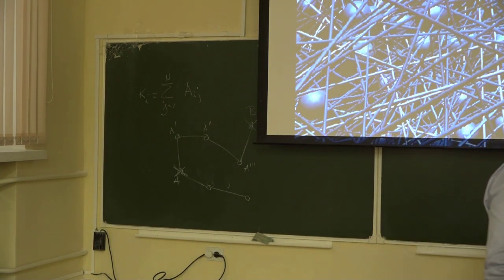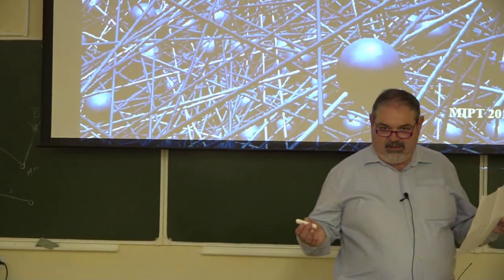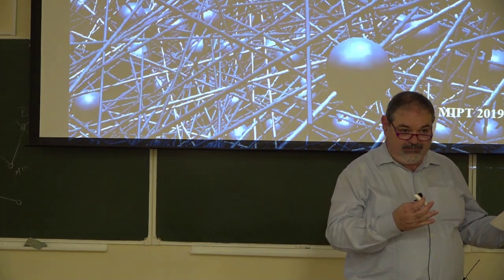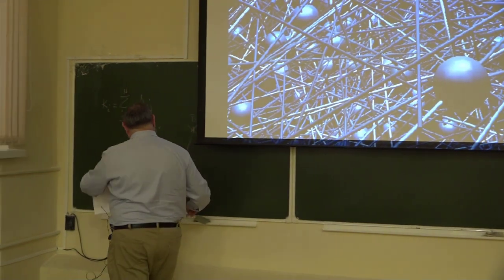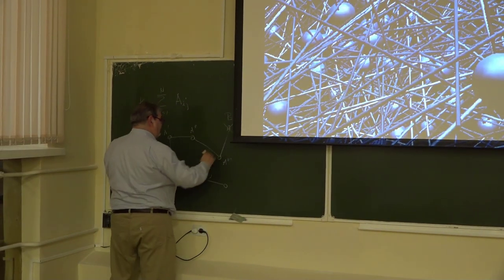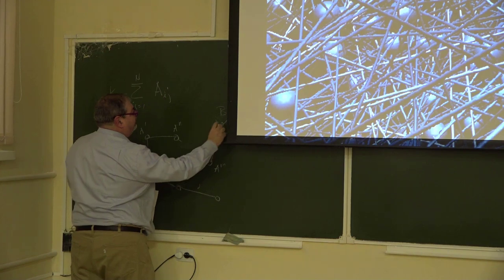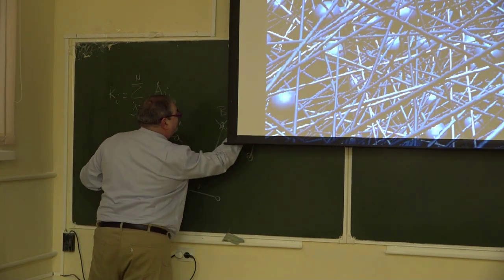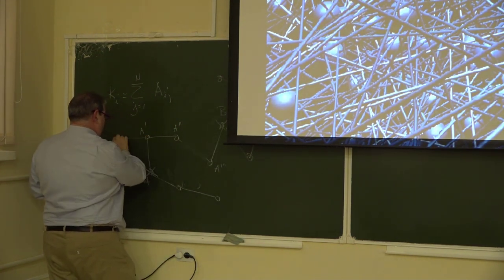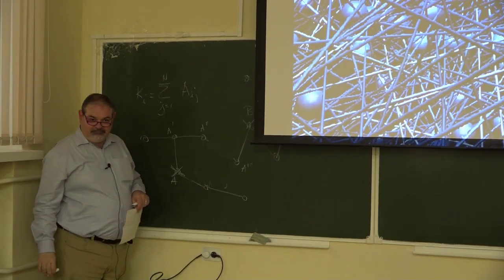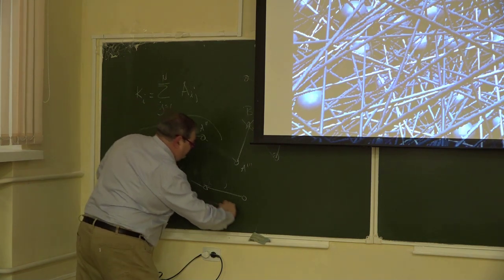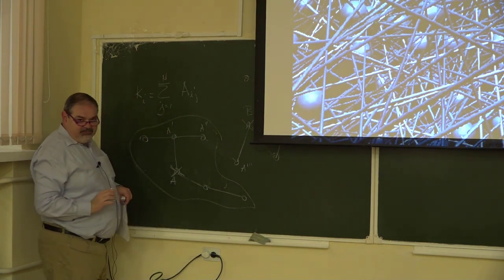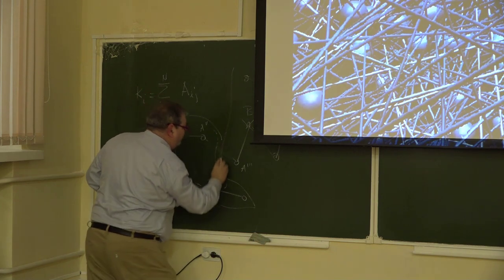In fact, I cannot always do this. If the network is not connected, I may have pairs of nodes such that there is no connection. Imagine, for example, the network is formed by two groups of nodes. It's like this. So this forms a component of the network, and this forms another component of the network.